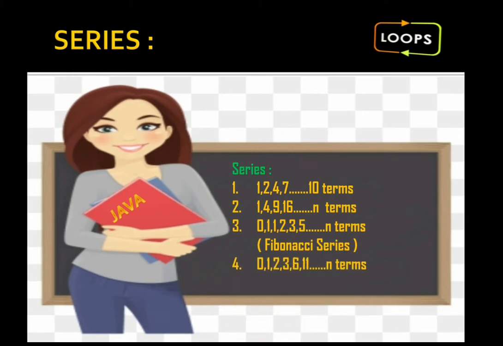Then we have the fourth series, which moves forward by adding three numbers together: 0 plus 1 plus 2 is 3, 1 plus 2 plus 3 is 6, 2 plus 3 plus 6 is 11, and so on. We are adding three terms, and that's why it is known as the Tribonacci series. In Fibo we add two terms, in Tribo we add three terms. In this way these series work.